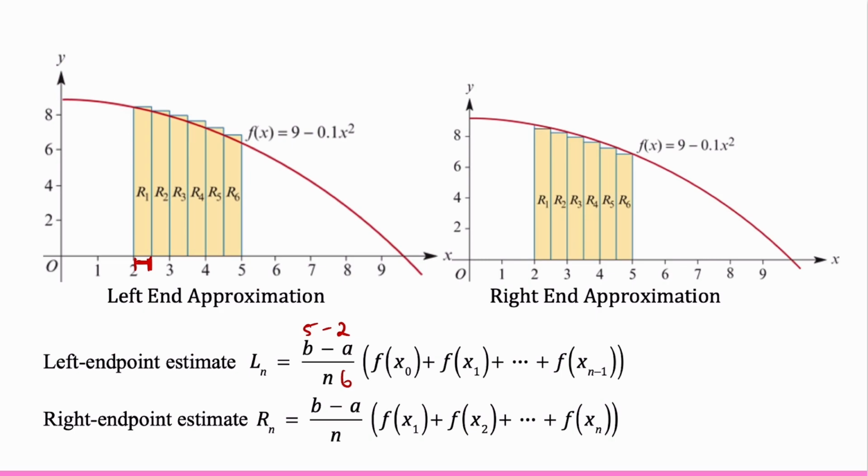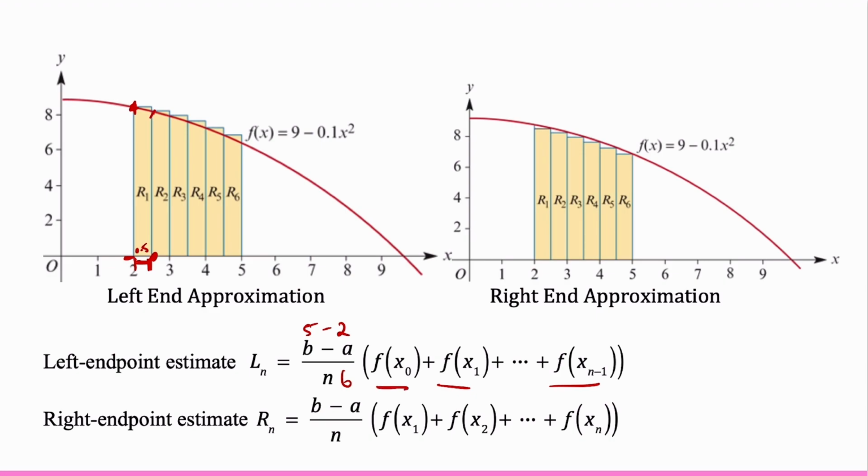Now, that is the width of the rectangle. What is the height going to be? It's going to simply be the y value at that x value there. So when x is equal to 2, that will be the height of this rectangle. When x is equal to 2.5, that will be the height of this rectangle. And so that's exactly what is described in this formula here.